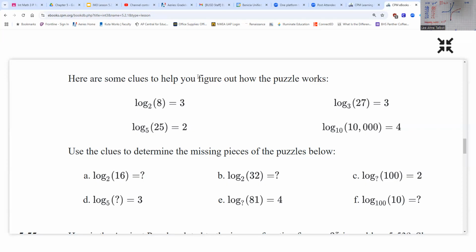Okay. Figure them out. The problem and the answer? I just wrote the one number answer.